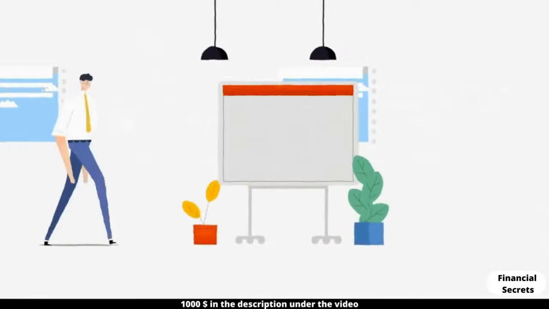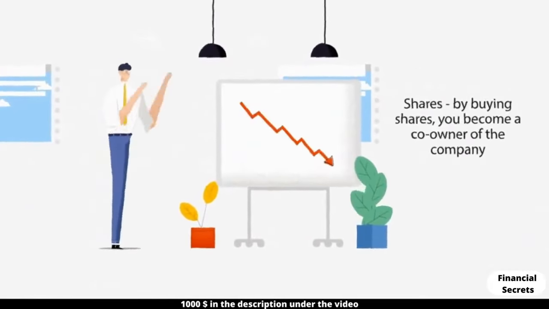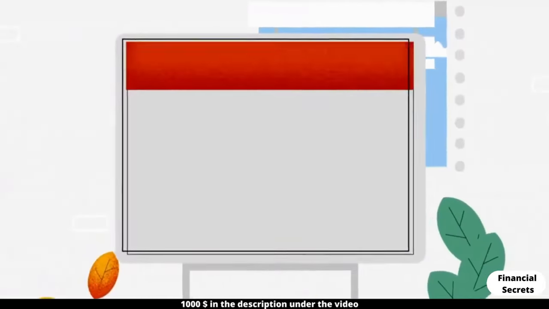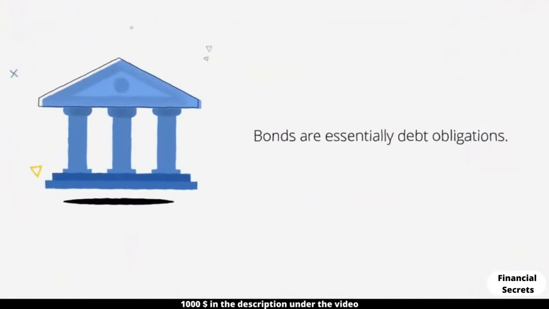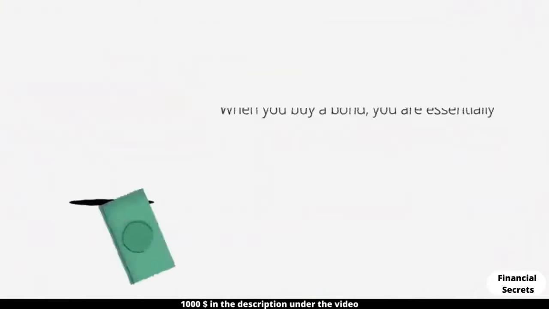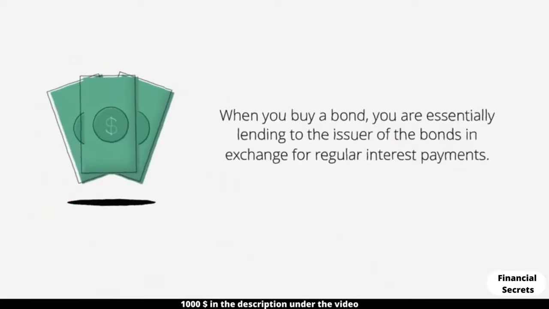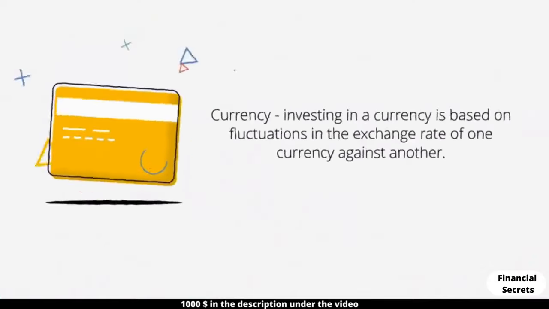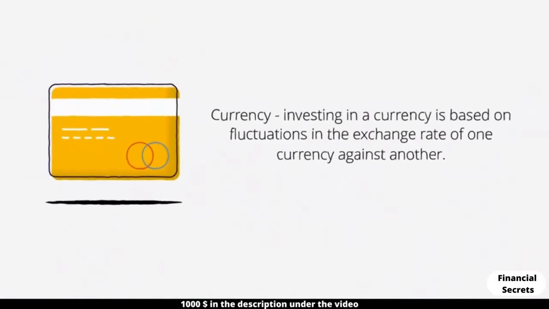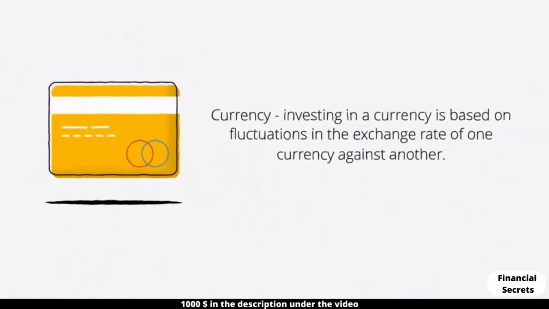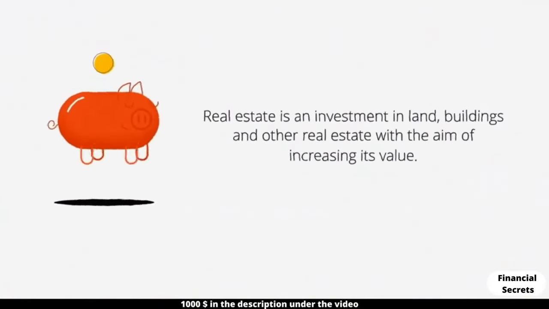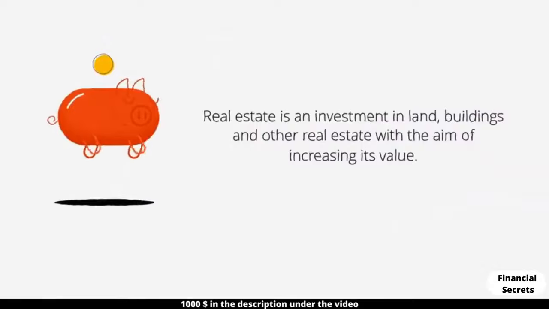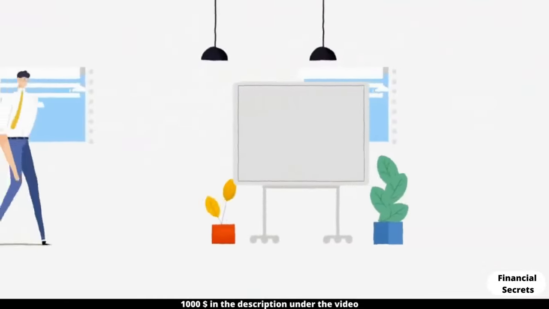Shares. By buying shares, you become a co-owner of the company and get the opportunity to receive a share of the company's profits in the form of dividends. Bonds are essentially debt obligations. When you buy a bond, you are essentially lending to the issuer of the bonds in exchange for regular interest payments. Currency. Investing in a currency is based on fluctuations in the exchange rate of one currency against another. Real estate is an investment in land, buildings and other real estate with the aim of increasing its value, or earn income from its use.